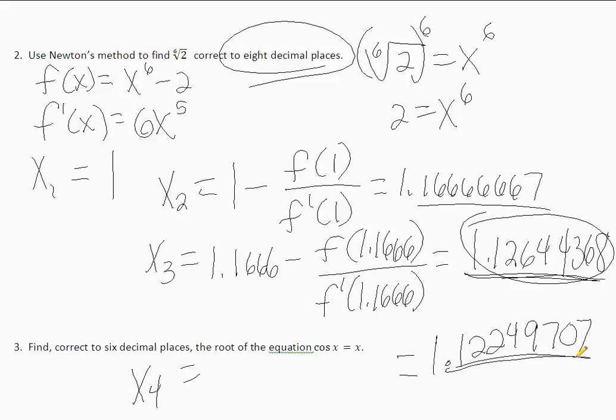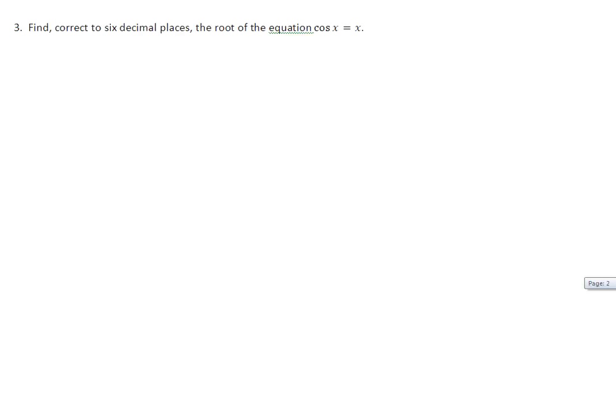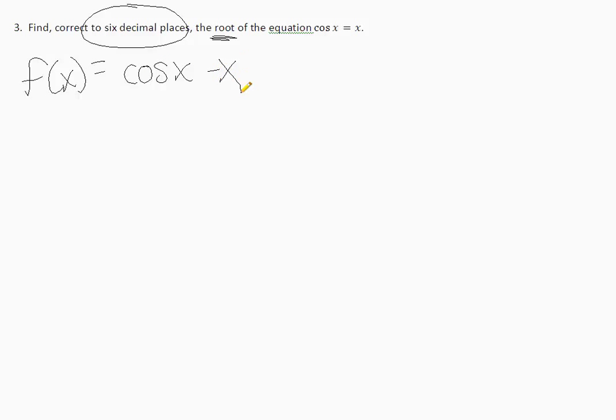I just keep using this formula to do that. Okay, let me just set up the next one, and then I'll be done with this. So find correct to 6 decimal places the root of the equation cosine of x equals x. The first thing you always need is an actual function, so just subtract the x over. Then you have your derivative. For Newton's method, you need the function and the derivative. Now I need to know, where should I start? This is probably the hardest thing. What should you make x1? Well, what's the actual answer to this about?